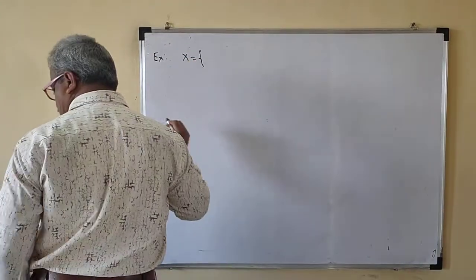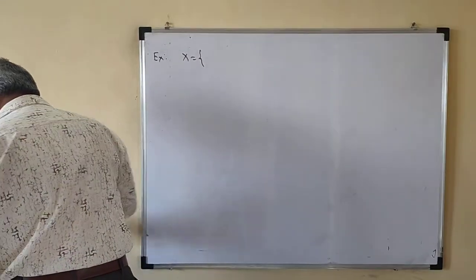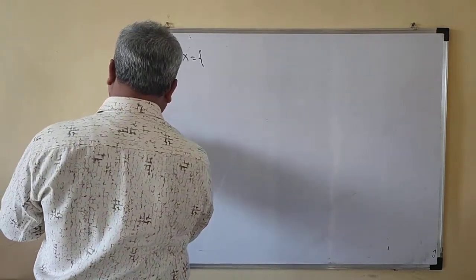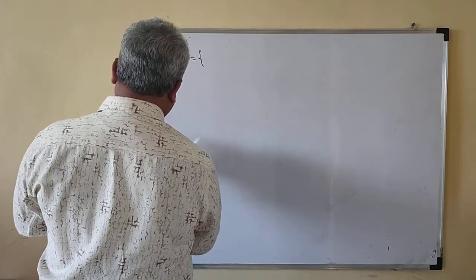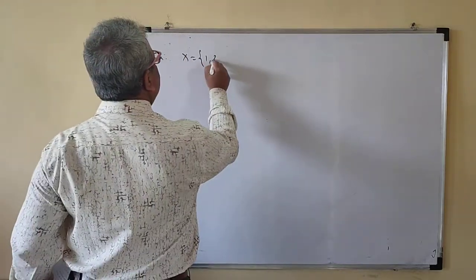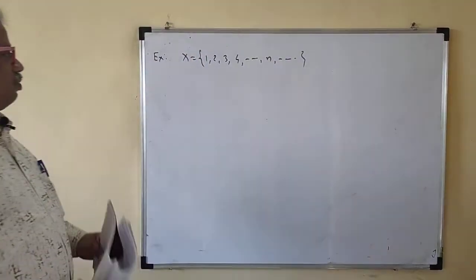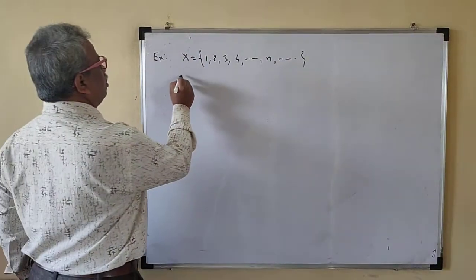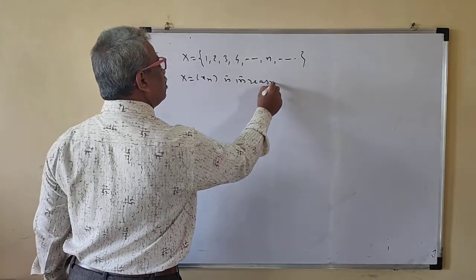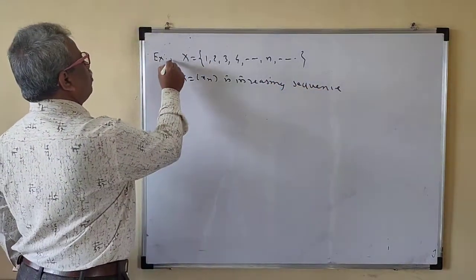Suppose we have the sequence xn: 1, 2, 3, 4, ..., n. Okay, suppose this is the sequence termwise given. So this is what: x equal to xn is an increasing sequence. Okay, this is the first example.